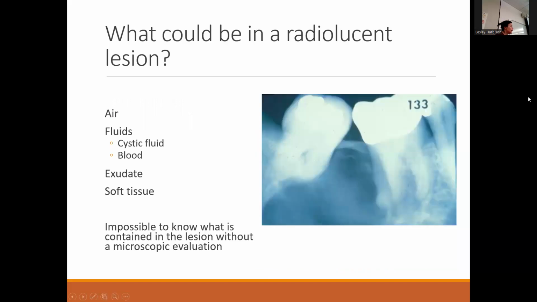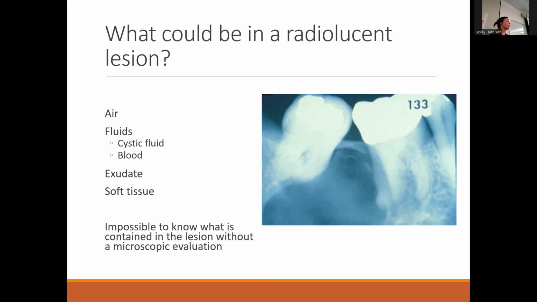Cysts can also be lesions that are seen oftentimes around the apex area. And a cyst is going to be specific and different from an abscess, because an abscess is an infection. And so there's pus in an abscess, but a cyst may be filled with air or just fluid. It could be filled with soft tissue or exudate, which is basically pus. So it can be filled with different things, but it's variable.